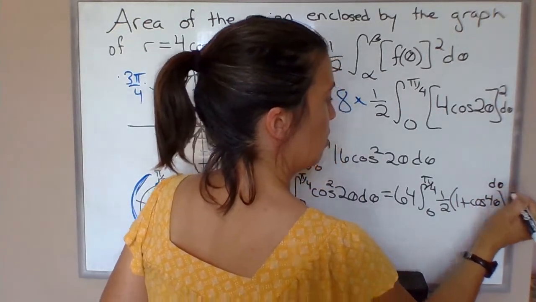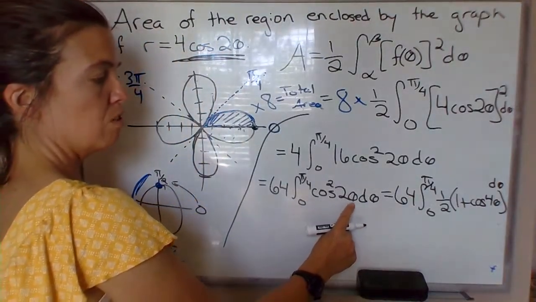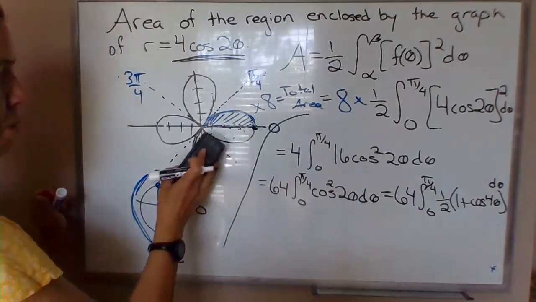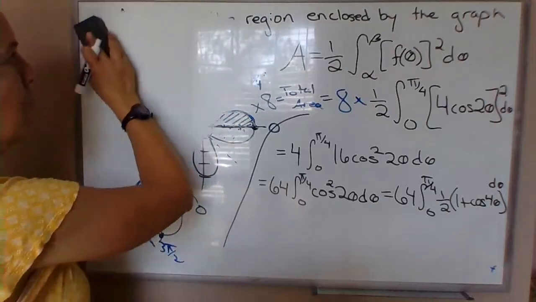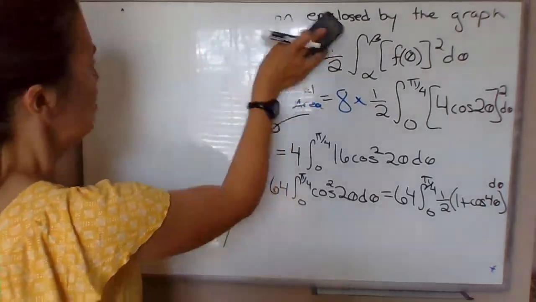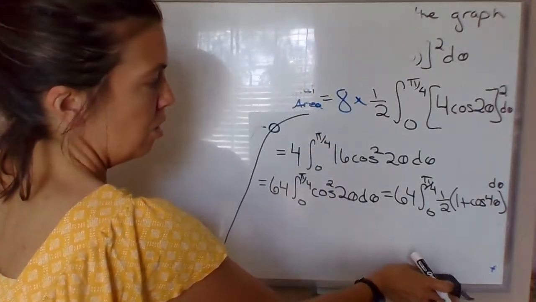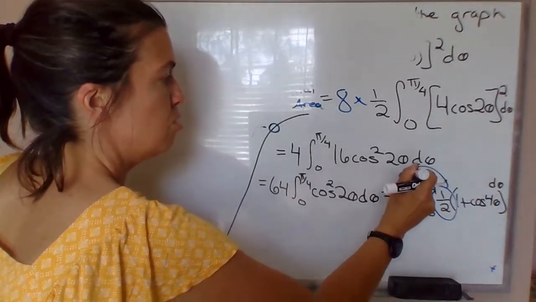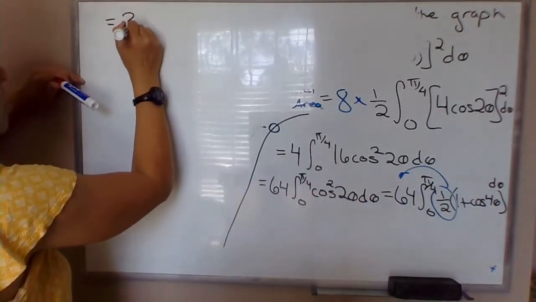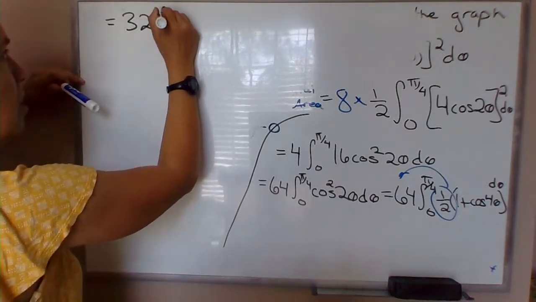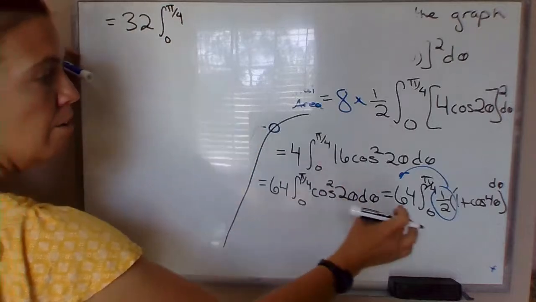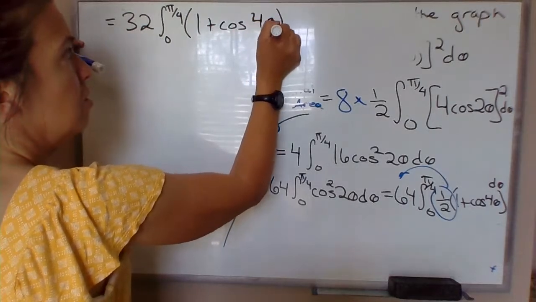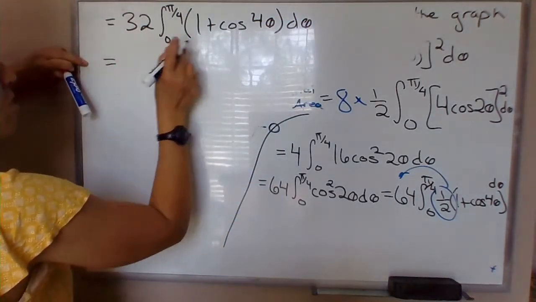So 1/2 1 plus cosine of 4 theta, d theta, integrating that. I think the graph here is going to have to go, but keep in mind, the way we've set this up, it will give us total area. I just don't want to write everything down in the corner there. Okay, so I would bring the 1/2 out, so 64 times 1/2 will give me 32 for a coefficient. And then the integral from 0 to pi over 4 of 1 plus cosine of 4 theta. So now we can integrate that directly.